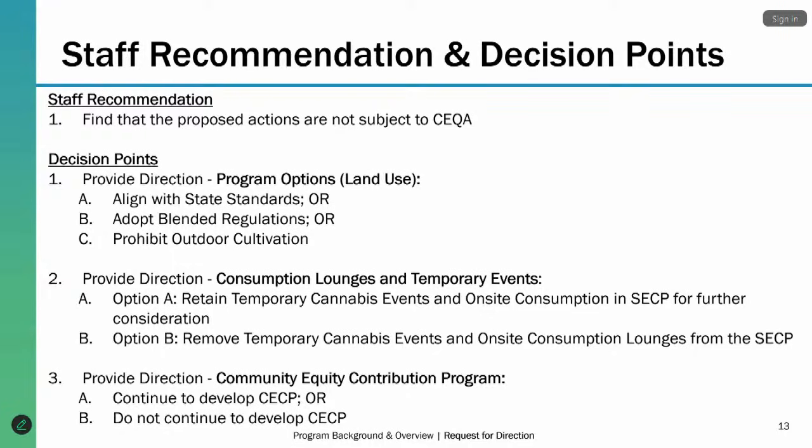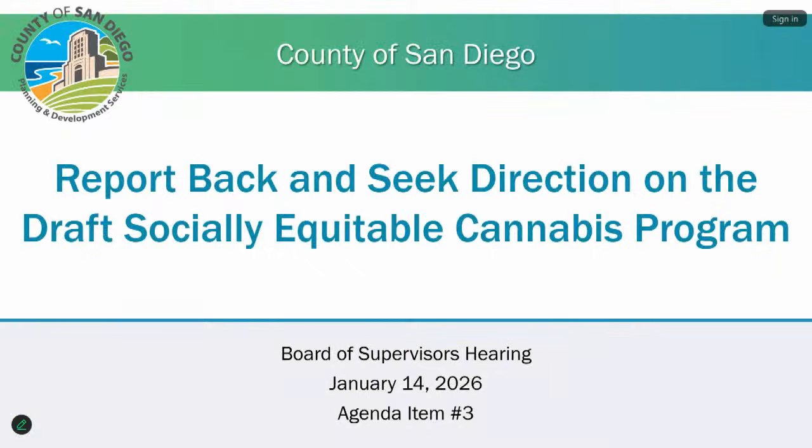The second decision point is whether to retain or remove on-site consumption lounges and temporary cannabis events from the draft socially equitable cannabis program. And the third decision point is whether to continue developing the community equity contribution program through community incentive grants, which would allow cannabis businesses that provide a community benefit to apply for rebates or grants based upon their cannabis tax payment status. This concludes staff's presentation, and we're available to answer any questions.